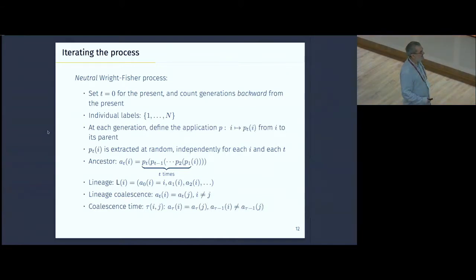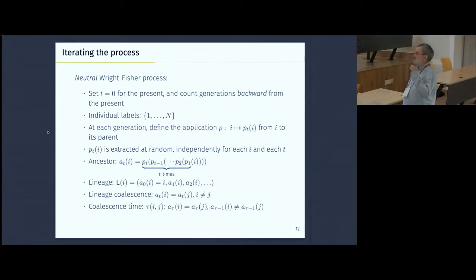Then we define a lineage. The lineage is just the sequence of labels starting from now to the ancestor, through the ancestor, going back in time. So this is just a lineage in genealogy. Remember, for instance, the royal families in which the throne was only given to males, so you would have a lineage of males, you know, in principle.